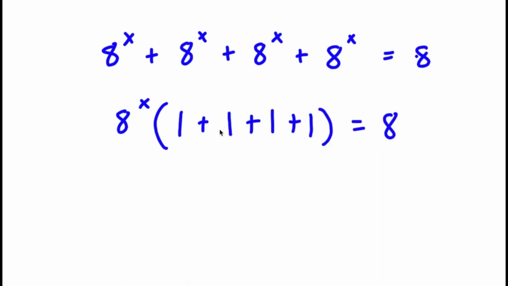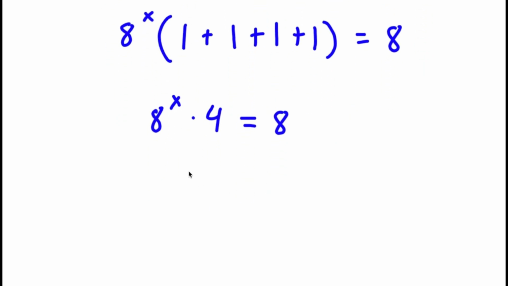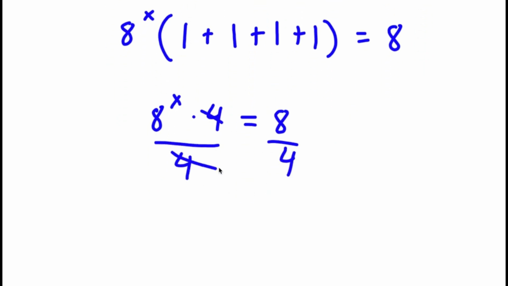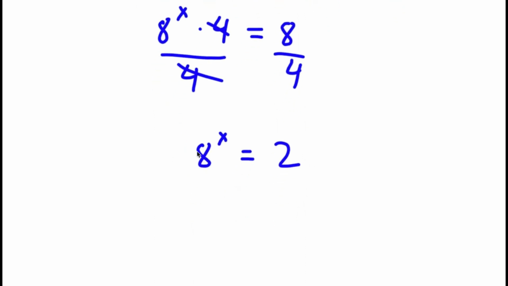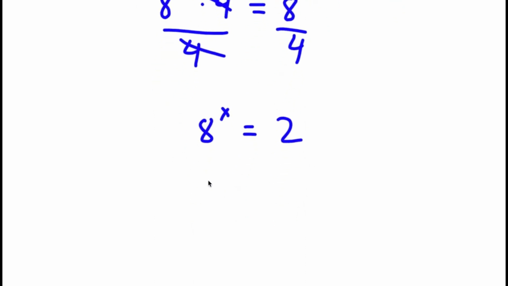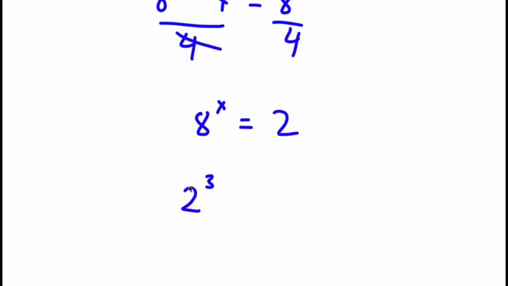Now 1 plus 1 is 2, 2 plus 1 is 3, and 3 plus 1 is 4. So I have 8 to the power of x times 4 is equal to 8. Now, if I divide both sides by 4, these two cancel out, and I'll be left with 8 to the power of x is equal to 8 divided by 4, which is 2. And 8 here, this is the same thing as 2 to the power of 3. So now I have 2 to the power of 3 to the power of x is equal to 2.